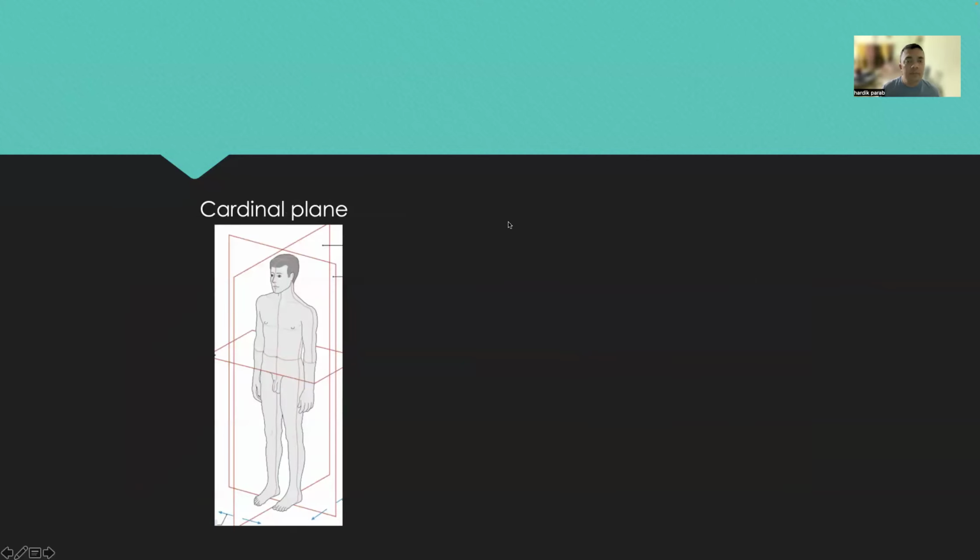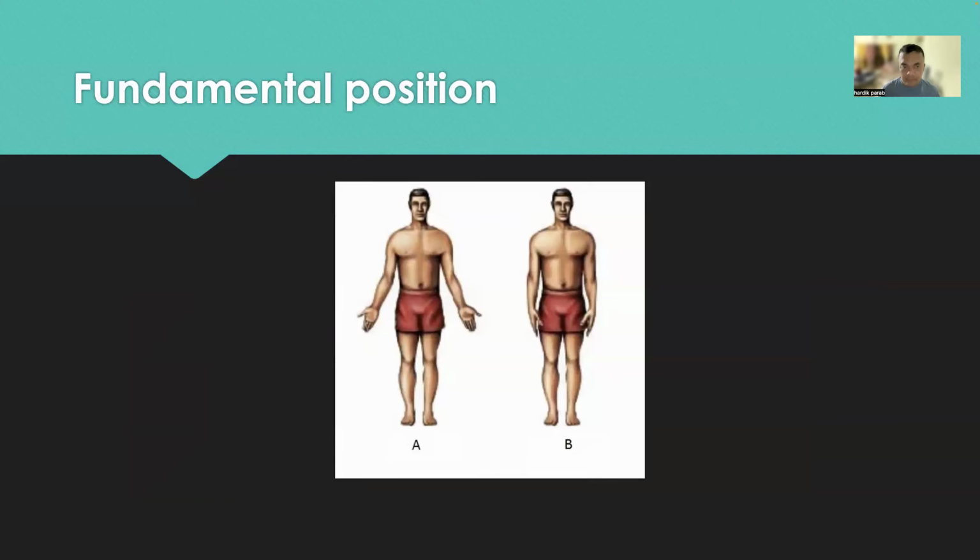Then we have a cardinal plane. Cardinal plane is if any plane traverses the center of the body, it is called a cardinal plane. So the plane which is passing through the center of the body is called a cardinal plane.